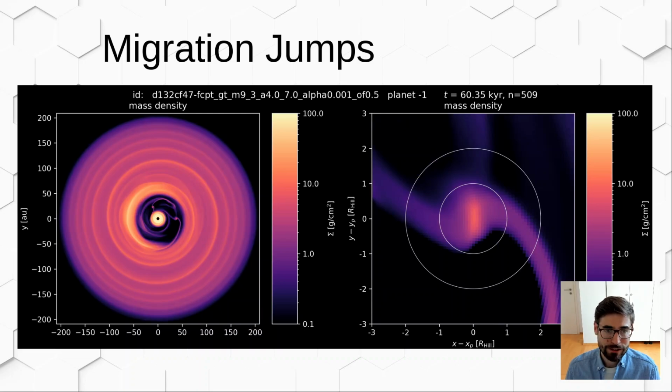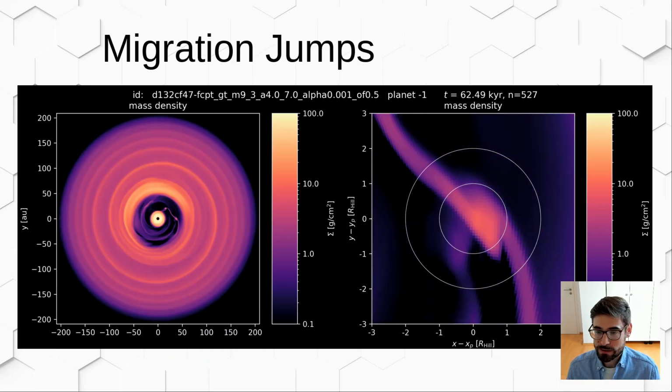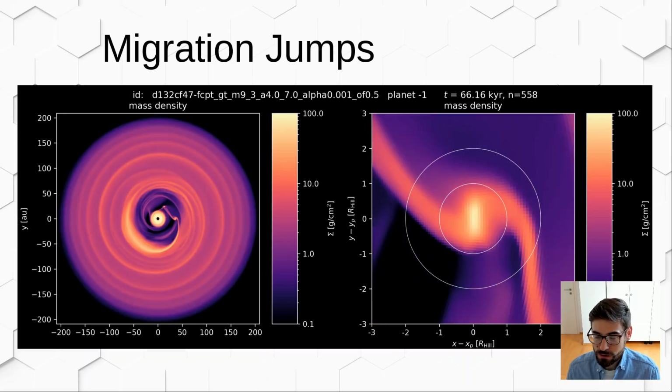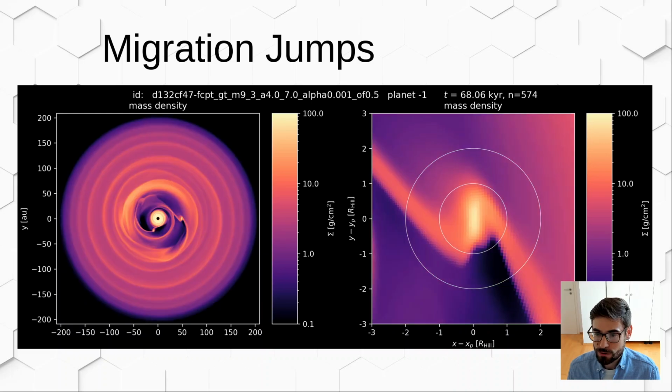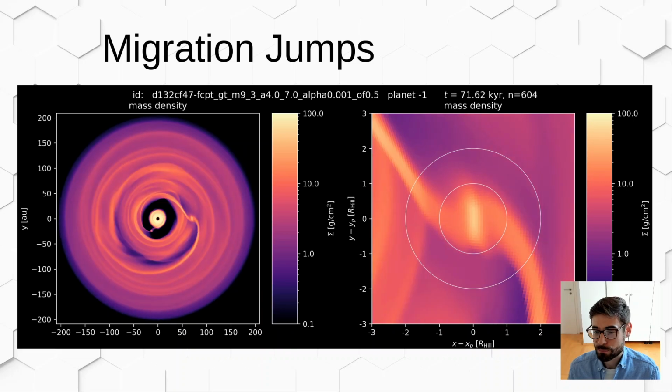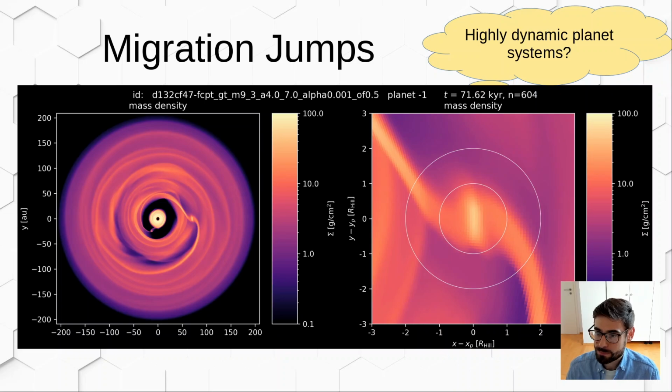The left side here is a top-down view on the disk, and you see that there's quite a lot going on, spirals in the disk. This is typical for migration, and now the planet shoots outward, and on the right you can see a zoom in onto the planet, onto the outer planet, and the circles indicate 1 Hill radius and 2 Hill radii. And you see that there's already a lot going on, lots of substructure here.